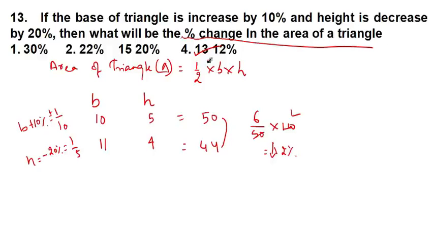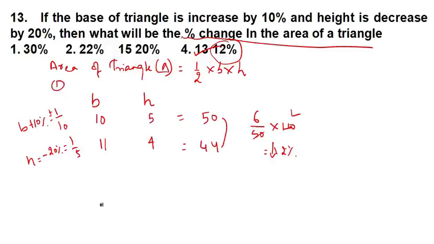Okay, this is just 12. I think there's a mistake. This is 12%. Okay, 12 is the answer. Just amend it. So if we do this question with the second option, this is the first method.